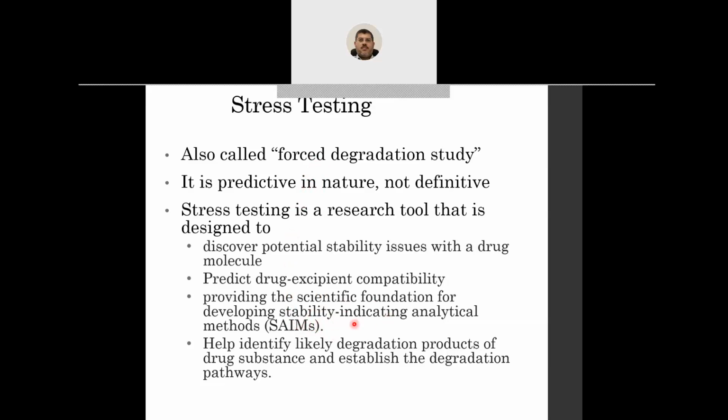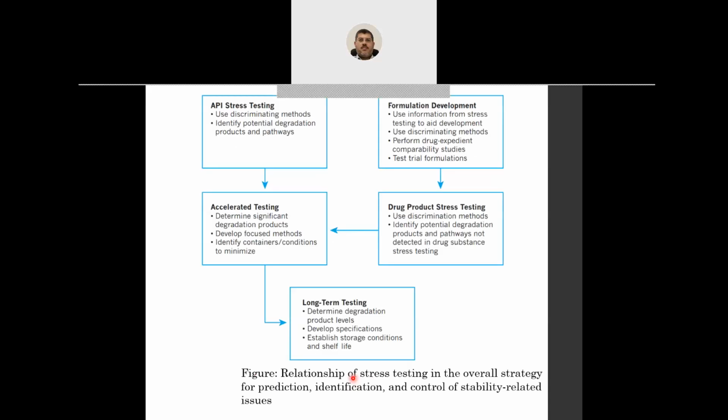So I will use these samples for testing or validation of the stability indicating analytical method. And also, by speeding up the degradation, I can produce more degradation products, separate them, and identify them. So it can help to identify the likely degradation products of the drug substance and find the degradation pathways, meaning the type of reactions that will cause the formation of these drug degradation products.